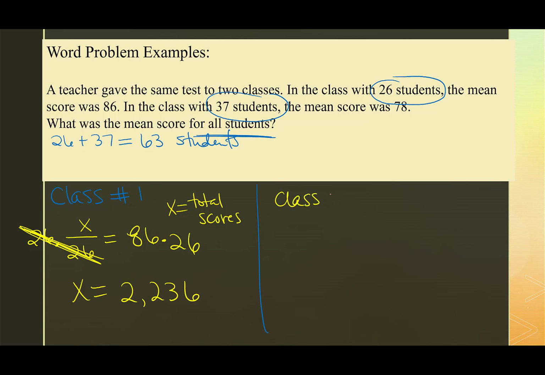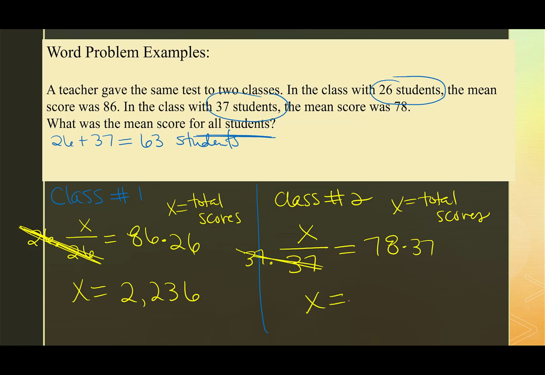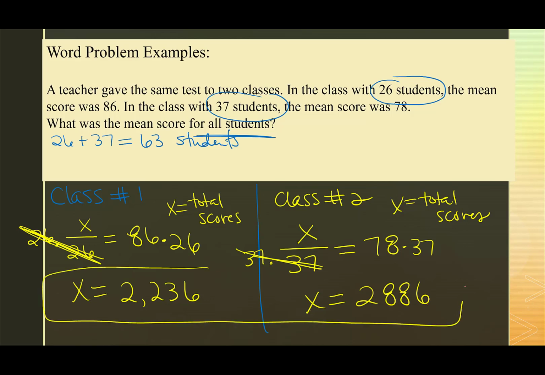Next, let's look at class number 2, and we're going to go through the same process. We're going to let x be the total scores. X divided by 37 equals 78. We'll multiply both sides by 37. X equals 2,886. One more step. Now I want you to combine the total scores from class 1 with the total scores from class 2 by adding these x values together.